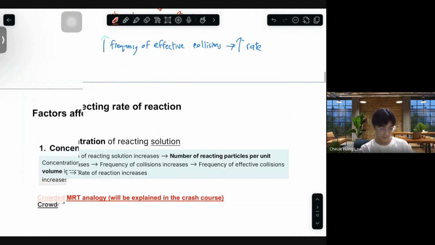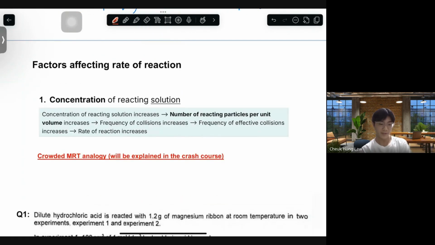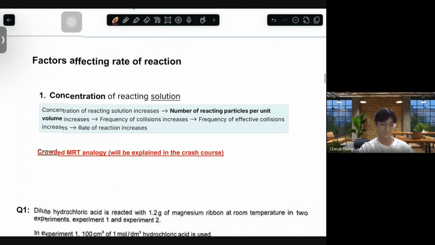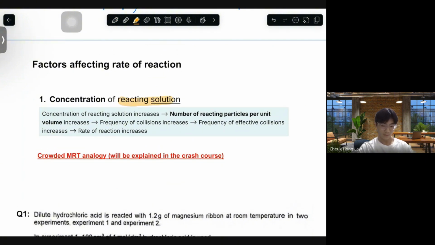Okay, next, factors affecting rate of reaction. Let's start with the first one. Okay, concentration. So for concentration, it's only for solution. Because what is the meaning of concentration? It is the amount of solute in a given volume of solvent. Okay, concentration is the amount of solute in a given volume of solvent.